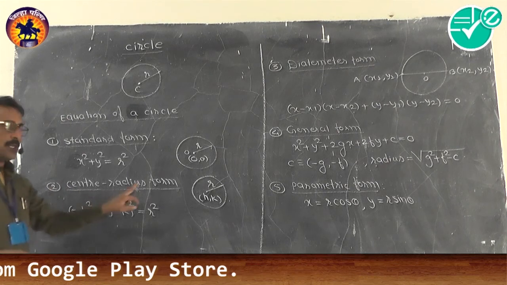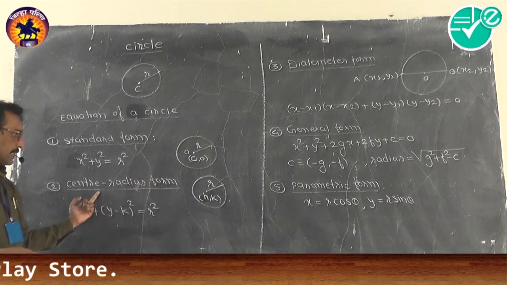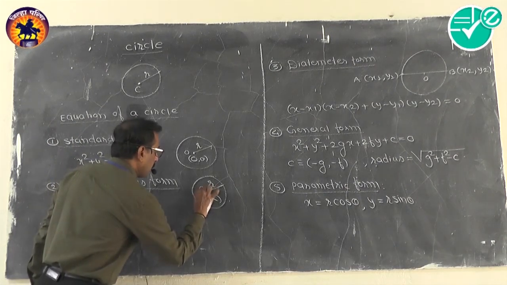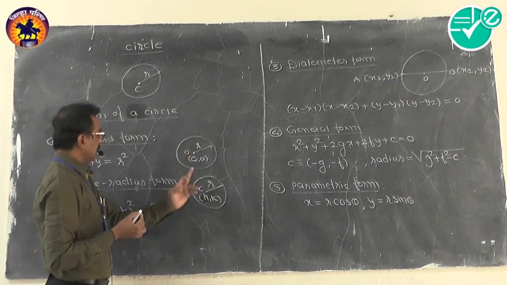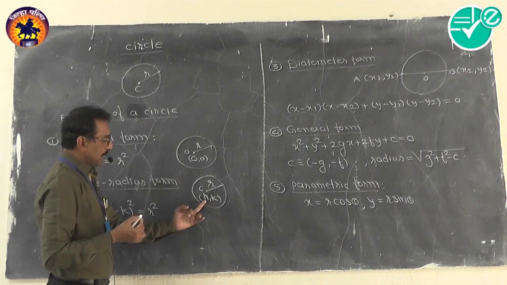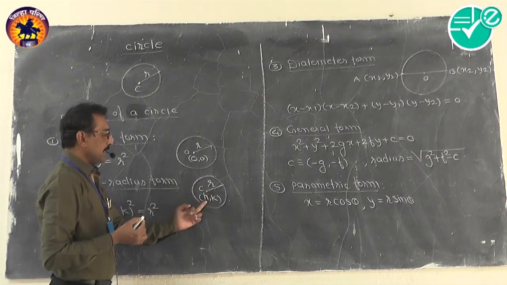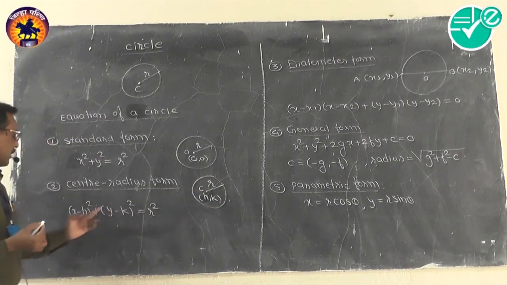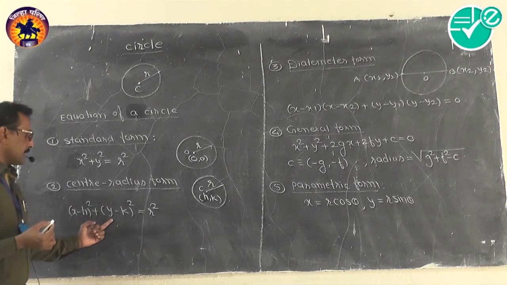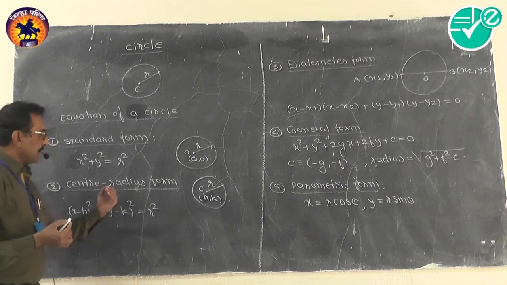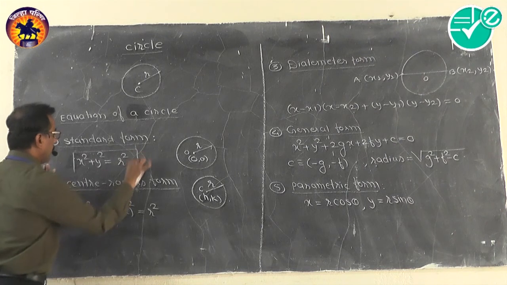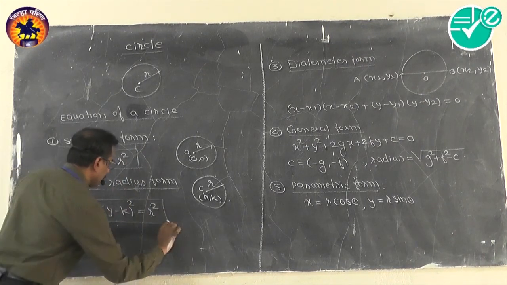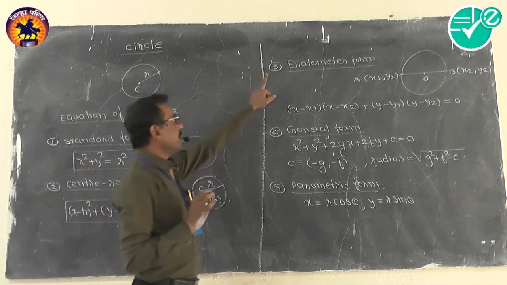The second form is the center radius form. In the center radius form the condition is like this: in the standard form the center has to be the origin, but here the center can be anything. h is any real number, k is any real number, the center is h comma k, the radius is r. Then the equation of the circle has the formula x minus h whole square plus y minus k whole square is equal to r square. It is complete. This is the formula for the center radius form.